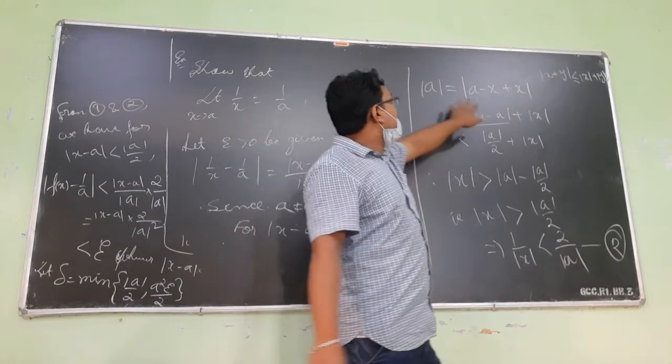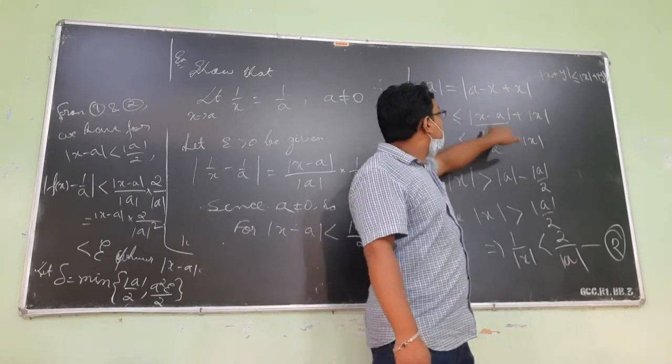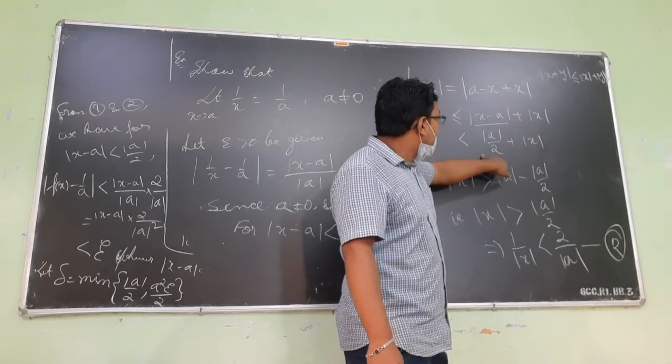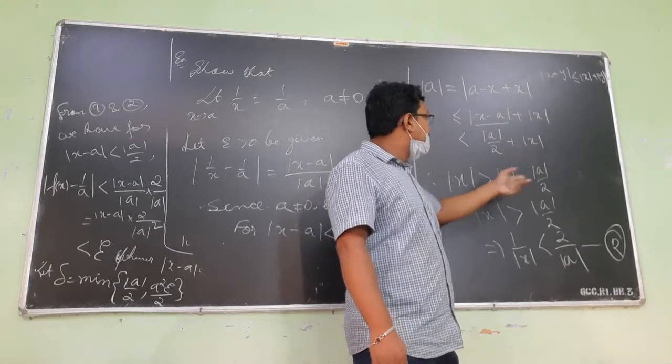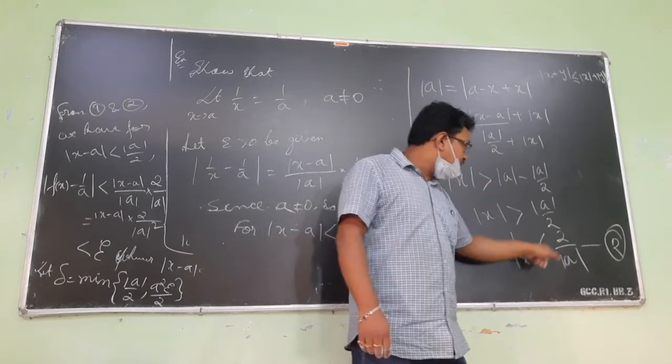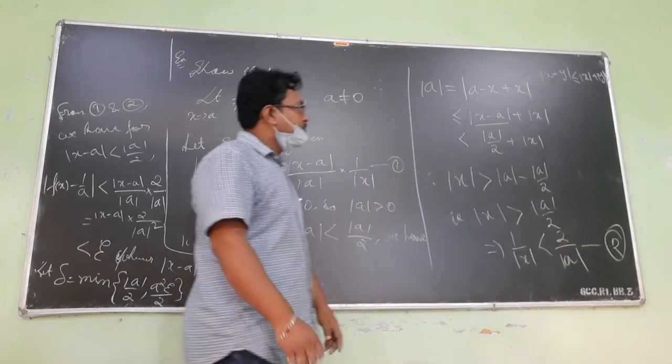Mod of a can be written as mod of a minus x plus x. This is less than or equal to mod of x minus a plus mod x. This is already less than mod a by 2 plus mod x. So just change the sides. Mod of x is strictly greater than this, so 1 by mod x is strictly less than 2 by mod a. This is very simple.